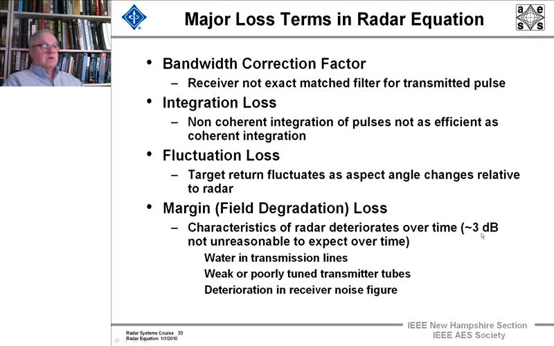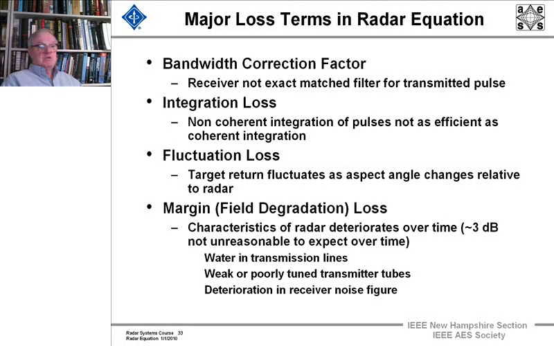Characteristics of the radar that deteriorate over time. It's not unreasonable to design a radar with a 3 dB margin in it. You can get water in the transmission lines, and that will attenuate. Weak or poorly tuned transmitter tubes. They just get older, and you don't run the 4-minute mile when you're 60 years old.